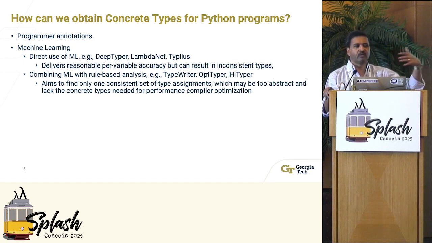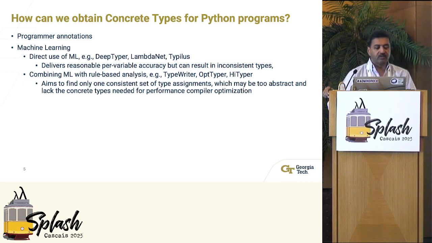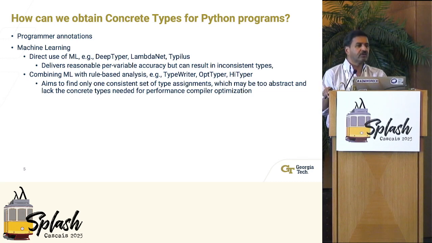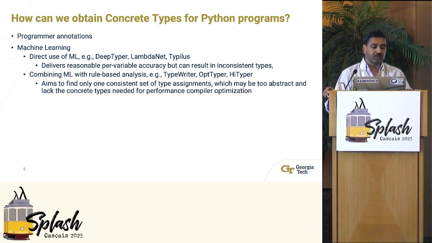Frankly, we were looking for existing solutions to just move forward on our optimization research. What we found is that if we directly use some of the past work on machine learning, we get reasonable accuracy on a per-variable prediction, but we get combinations that are inconsistent. Then there was also past work on combining ML with rules-based analysis. In our opinion, that was more focused on software engineering than code optimization, and often provided a single type, which might be an abstract type like any, which is not amenable to the concrete types needed for code optimization.